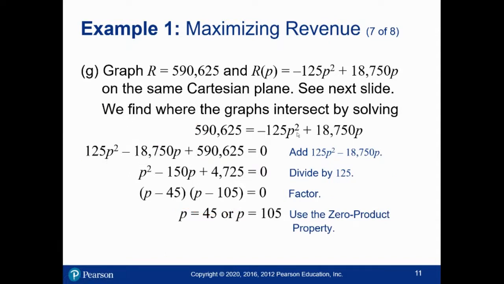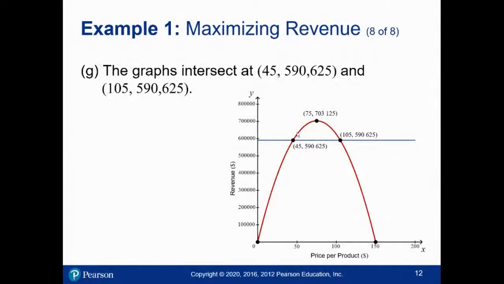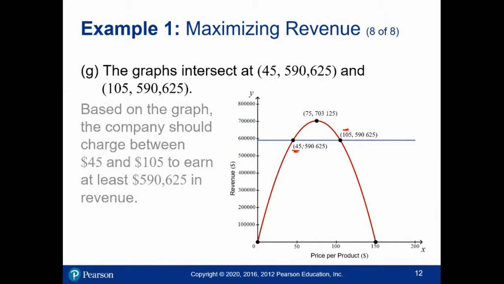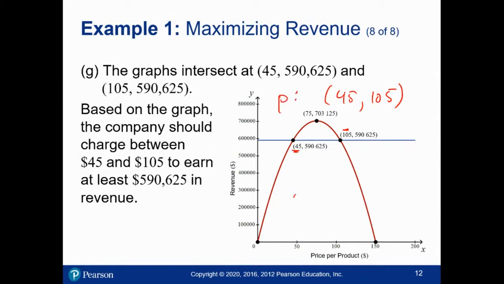So the two intersections are from 45 to 105. Now that we've identified the prices at which our actual revenue parabola intersects the horizontal line, I want the revenue to be 590,625. What prices will produce revenues bigger than that? Everything in between 45 and 105. So if I set a price to be anything in between 45 to 105, then I will have revenue bigger than 590,625. And we see that just from this portion of the graph.